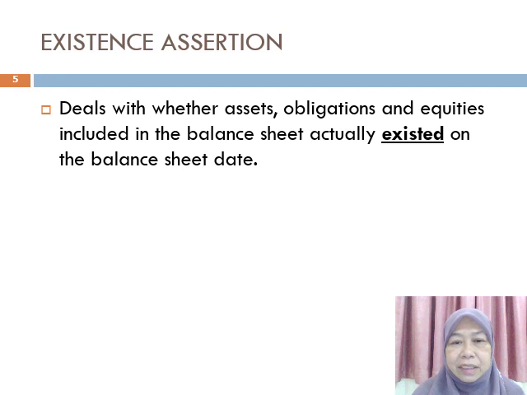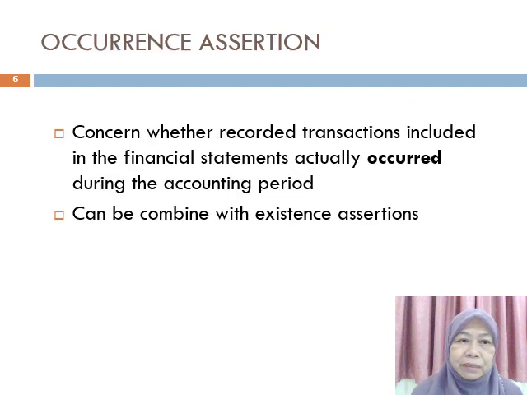Existence assertion is usually related to assets, obligations, and equities. It means that whatever has been recorded in the financial statements actually existed at the balance sheet date. The next assertion is occurrence. What does occurrence mean here? It means that the financial statements contain items that have actually occurred. If it does not occur, therefore it should not appear in the financial statements.